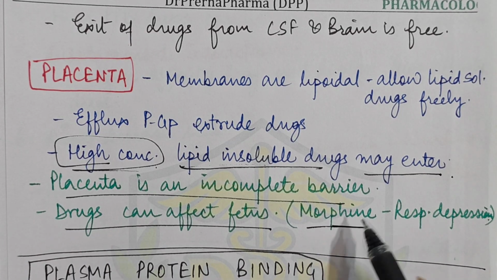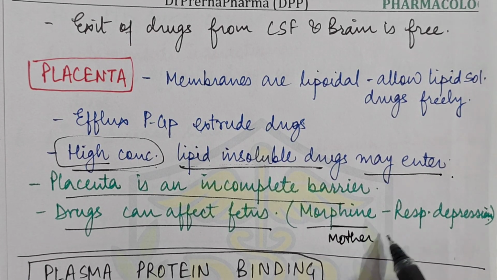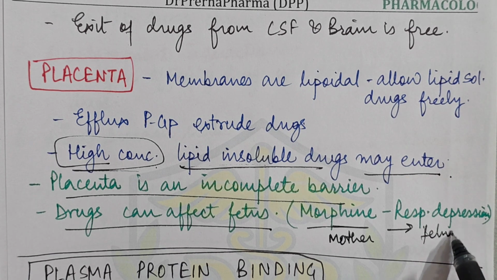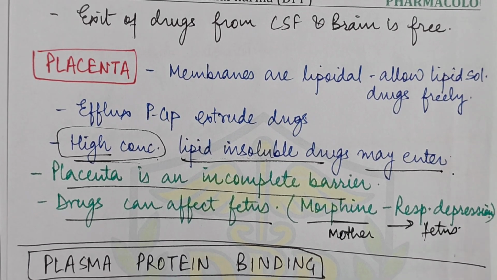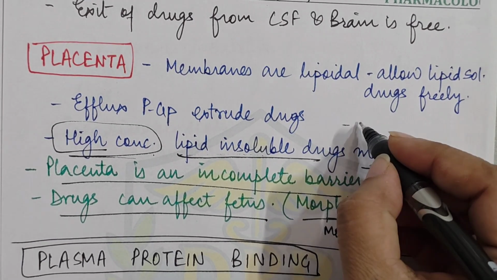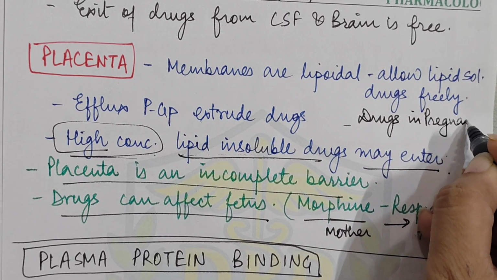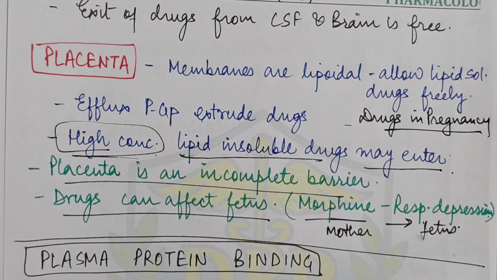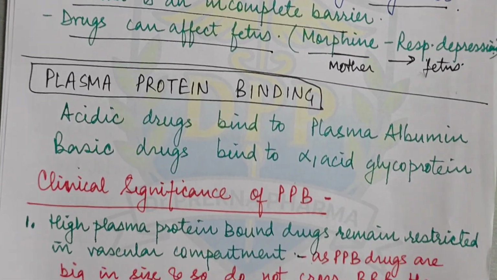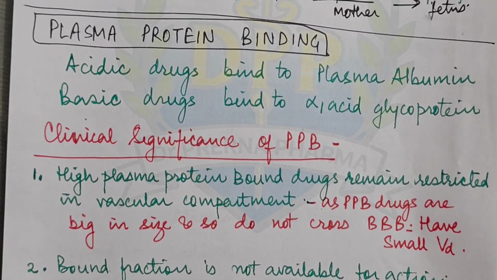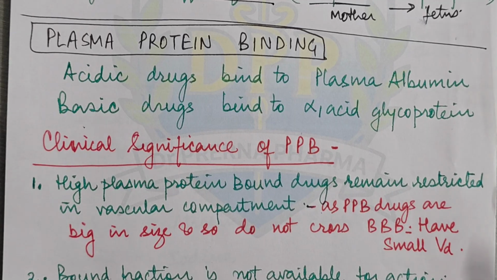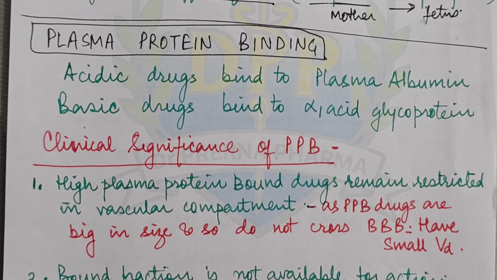Like morphine, when it is given to the mother, it can result in respiratory depression in the fetus. So the placenta is a very incomplete barrier, and that is why, for a lot of drugs, we have a separate section of drugs which can be used in pregnancy. A lot of drugs are not used in pregnancy because they have adverse effects on the child, or what is called teratogenicity. Now the next fundamental that we have to discuss is called plasma protein binding.